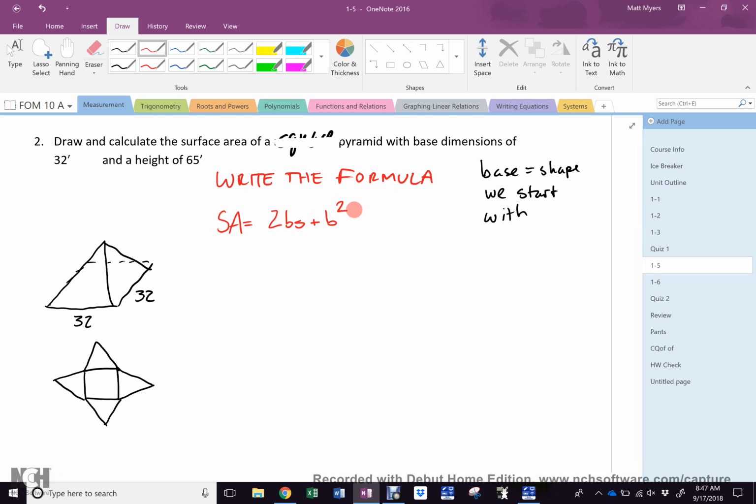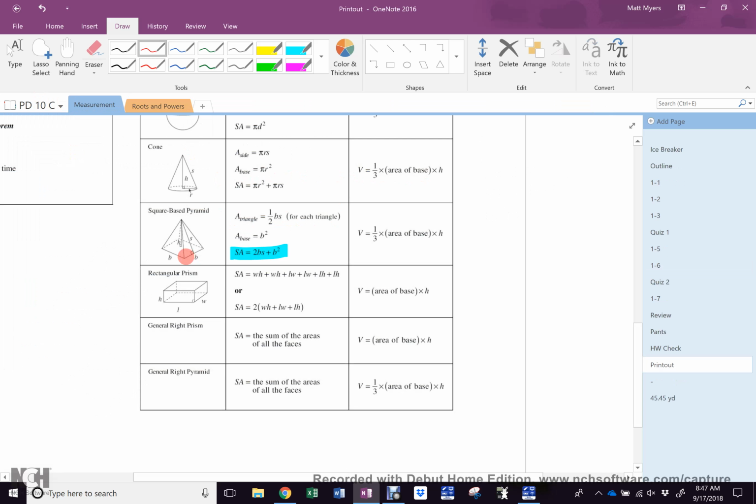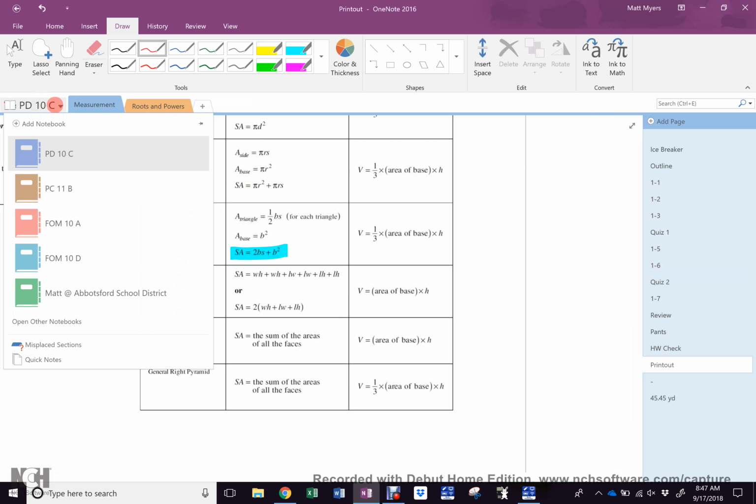Everybody cool? 2bs plus b squared, yeah? That's the formula for it, right? Okay. Now, if you look on the drawing, it tells us that b is this along the bottom, yeah? And s goes up the side, right? And h goes right up the middle. Is everybody cool? So let's go back to our drawing.